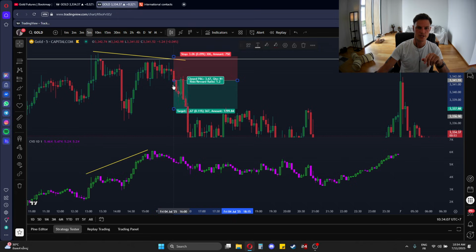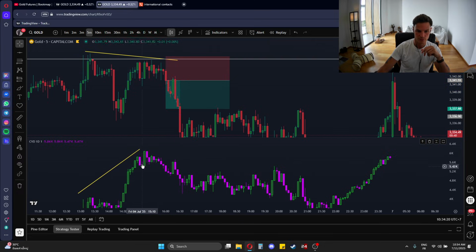Or wait for more confirmation, but then your risk to reward is not that great. When you see such a huge divergence here, right, that's aggressive buyers completely failing, and then the buyers are kind of going away, and then the sellers on this candle, well, they enter pretty decently on this candle.